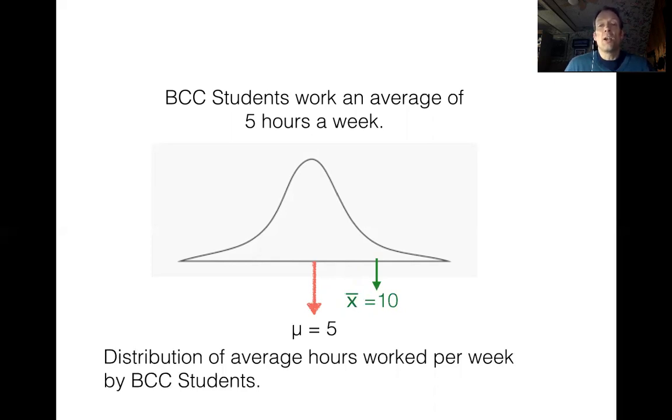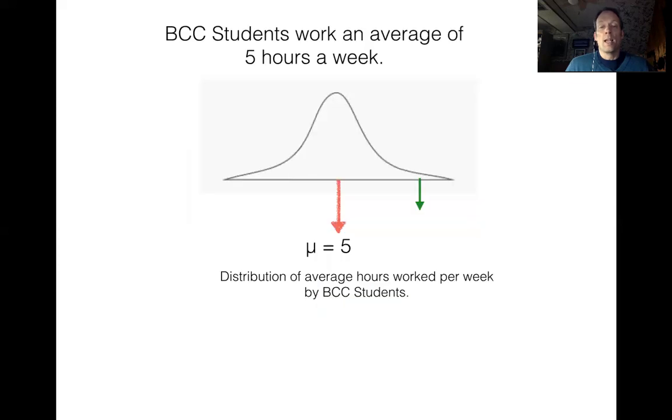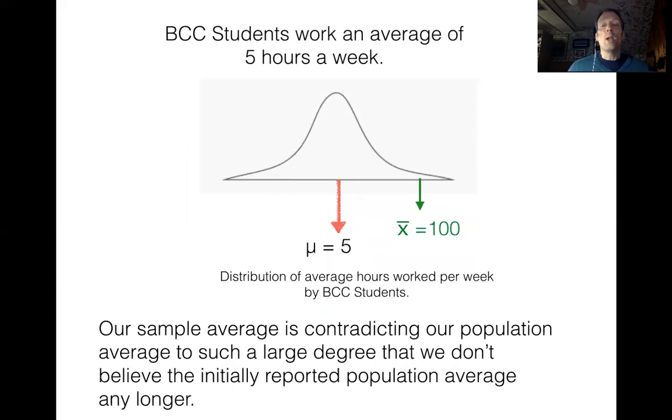So let's take just a really extreme example. Let's imagine the sample hours came out to be 100 hours per week. This time there's a very substantial difference between X bar and mu. If we did a random, unbiased sample and ended up with 100 hours a week, that's so drastically different from 5 hours that the difference must no longer be attributed to sampling error. And it's therefore the case that the initially reported population average is much higher than 5 hours and needs to be updated.